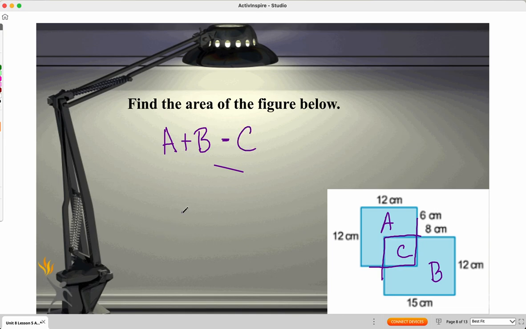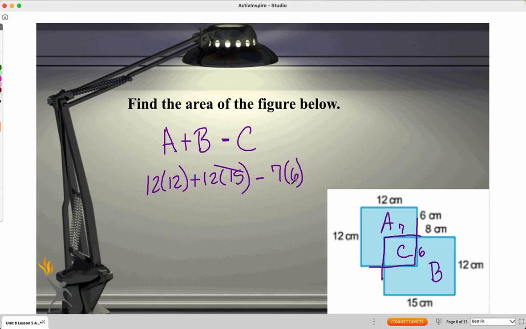They're all rectangles, or all parallelograms, so I'm going to use base times height for each one of them. The base and height are 12 on figure A, so 12 times 12. The base and height on figure B are 12 and 15. And now I've got to figure out figure C. So I know that from here to here is 8, and I know the whole thing is 15, so I know this measure is 7. From here to here is 12, and this part's 6, so this has to be 6. So minus 7 times 6.